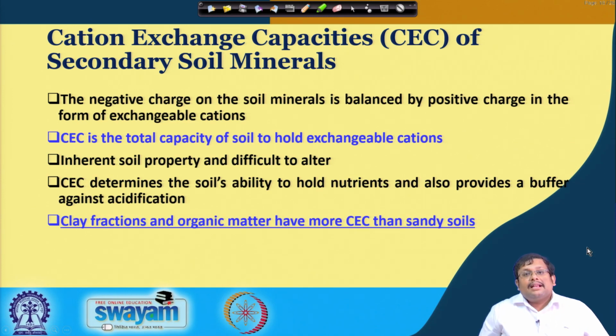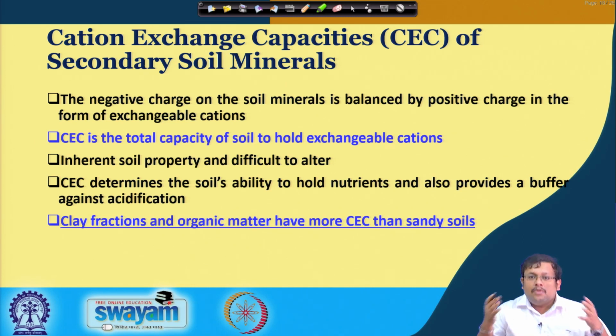So, another important thing is known as the cation capacities of secondary soil minerals. Cation capacity: the negative charge on the soil minerals is basically balanced by positive charge in the form of exchangeable cations, and cation capacity is the total capacity of the soil to hold the exchangeable cations. It is an inherent soil property and difficult to alter, and CEC determines the soil's ability to hold nutrients and also provides a buffer against acidification.